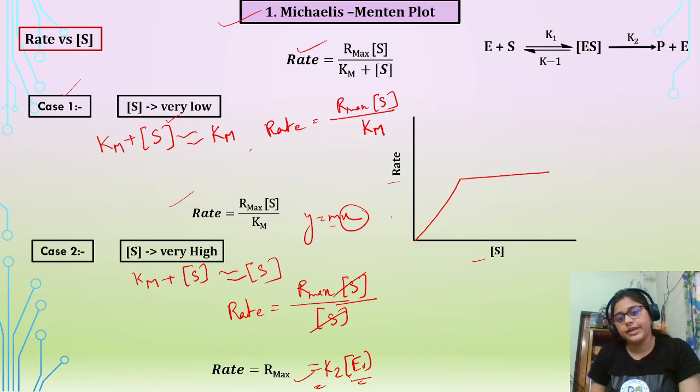Fine. So when [S] is high, this will be parallel to the x-axis. When [S] is low, it will be y equals mx. Fine. So we got these when we combine these two conditions. Okay, this is the combined plot of Michaelis-Menten.